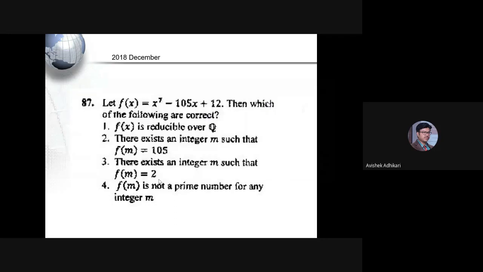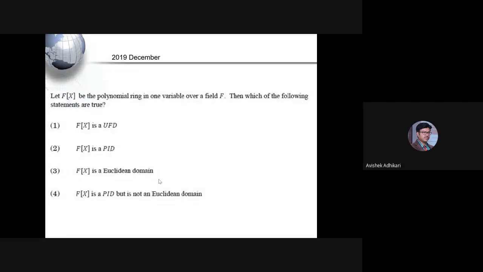Now have a look at this problem. This one came in December 2019 NET. Today we have all done this. Can anybody tell me what would be the answer? Sir, option 1, 2, and 3. So just now we have seen that if F is a field, then F[x] is a PID, F[x] is a UFD. So 1, 2 is correct. F[x] is a Euclidean domain. We have also seen that F[x] is a Euclidean domain. So 2 and 3 we have already seen in the first half of the class, and then we have seen that every PID is again a UFD. So this is also correct, and F[x] is a PID but not a Euclidean domain is not correct. So 1, 2 and 3 are correct.